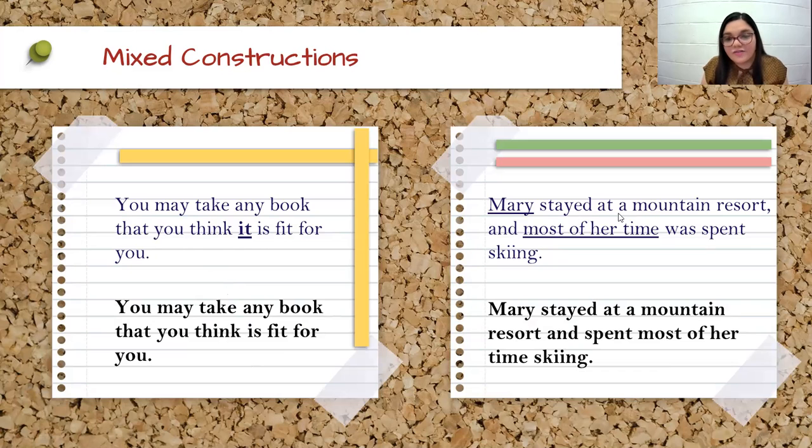Mary stayed at a mountain resort and most of her time was spent skiing. What's the problem here? Mary and then most of her time. You're saying here Mary and then you're switching, you're mixing the constructions from Mary to her time. Mary stayed at a mountain resort and spent most of her time skiing. Active voice, passive voice. We're talking about Mary and we think that we're still talking about Mary, but here we're not talking about Mary, we're talking about her time.